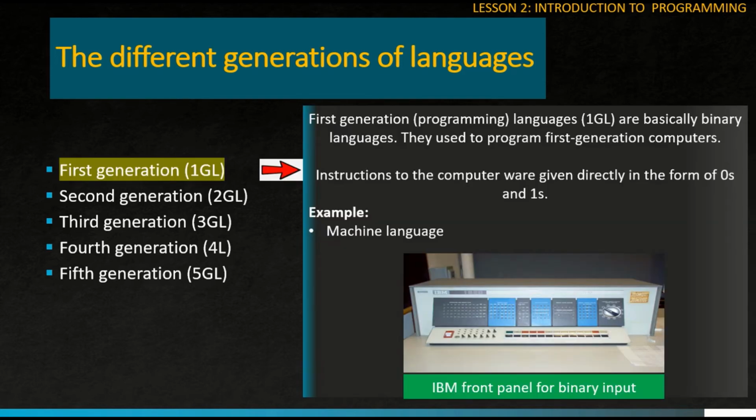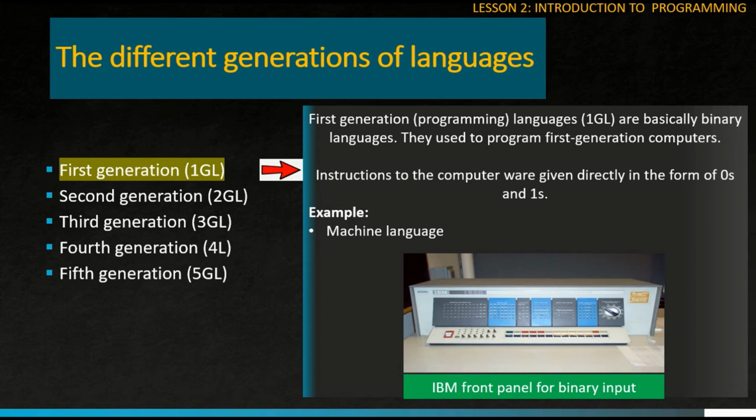First-generation programming languages are basically binary languages. They used to program first-generation computers. Instructions to the computer were given directly in the form of zeros and ones. The picture shows an IBM front panel, which was used to give instructions directly to the CPU. You can think of it like a keyboard of that time.